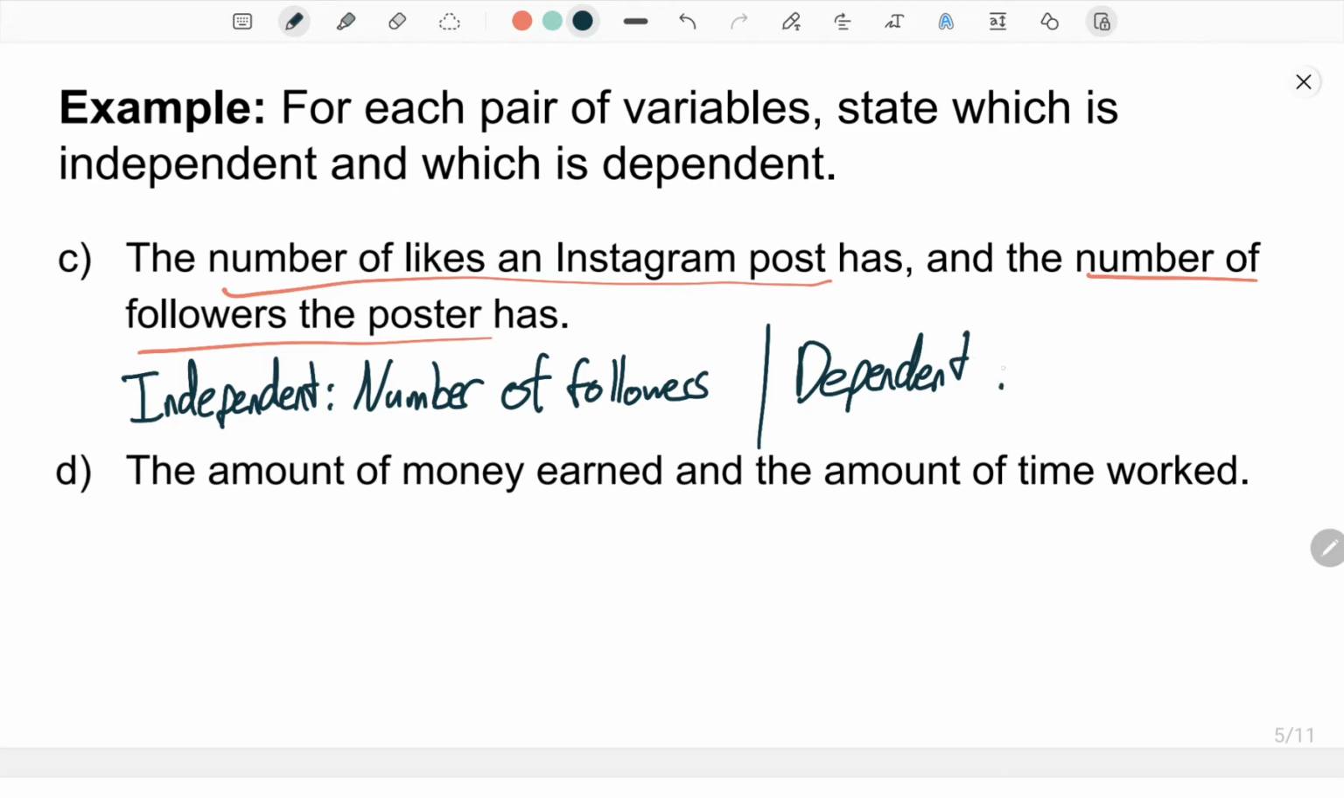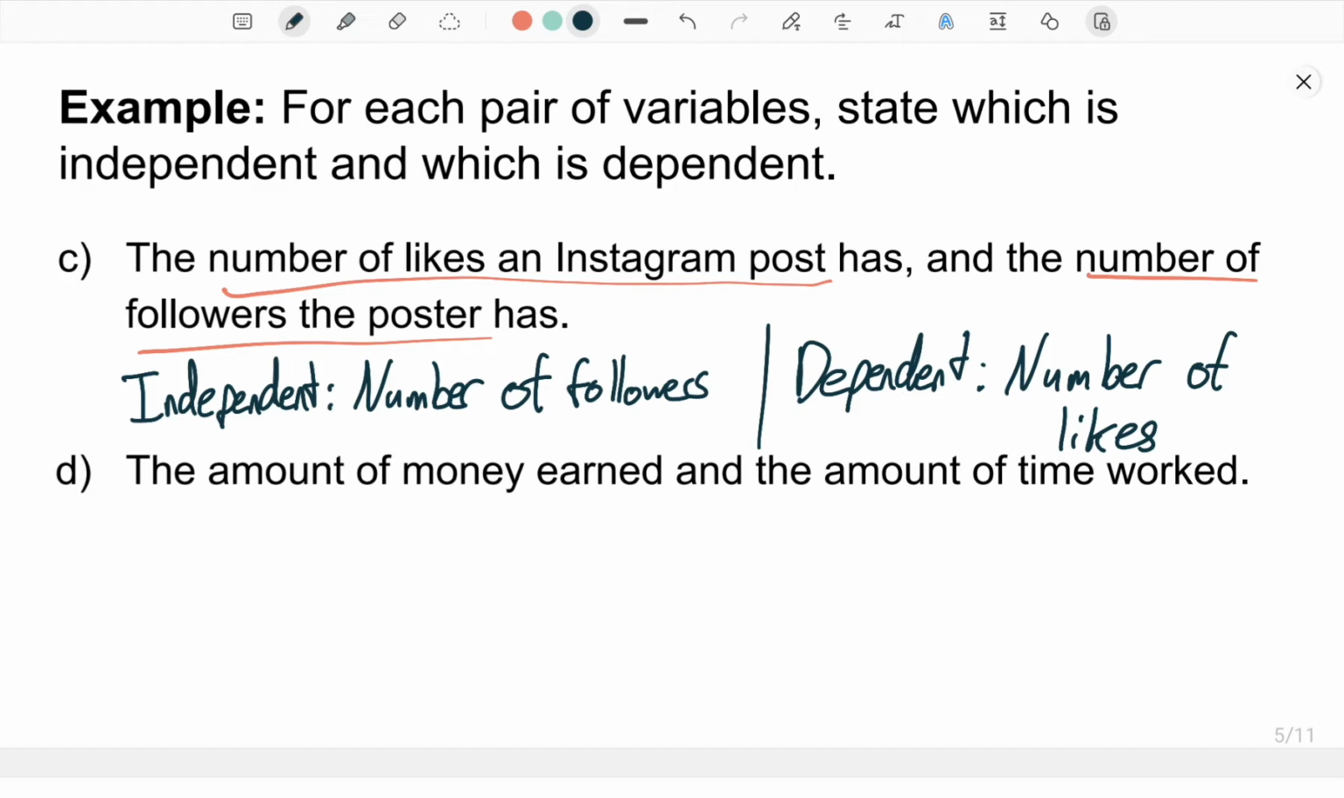So, number of likes. Because somebody that has millions of followers is definitely going to be able to rack up tons of likes compared to somebody with only 100 followers.